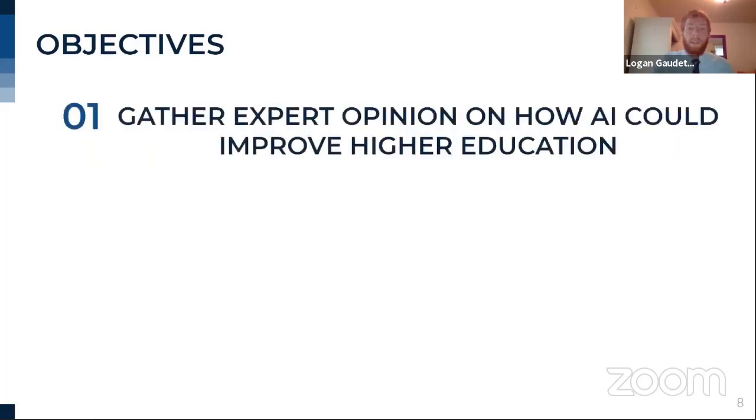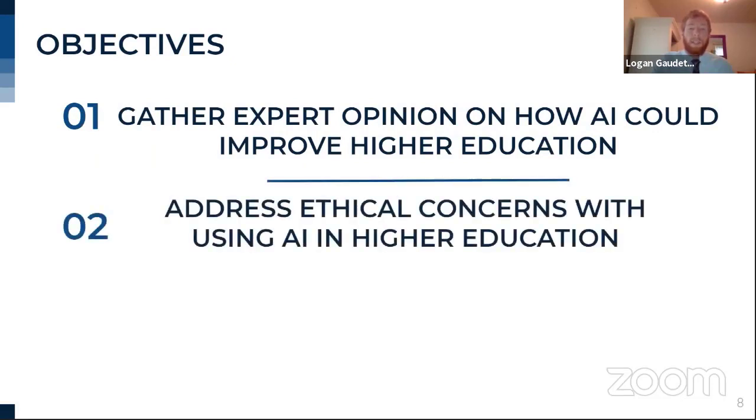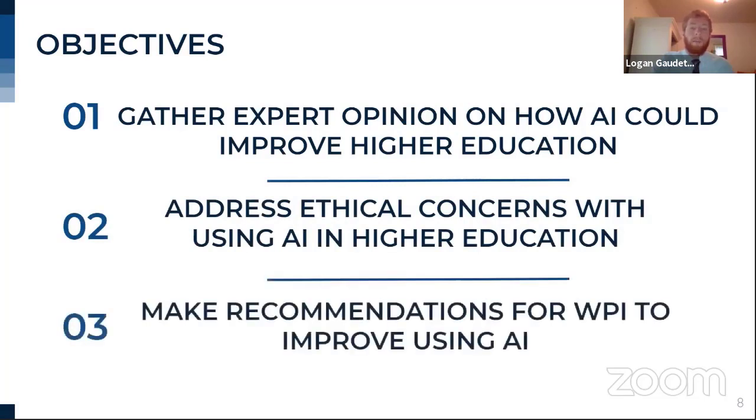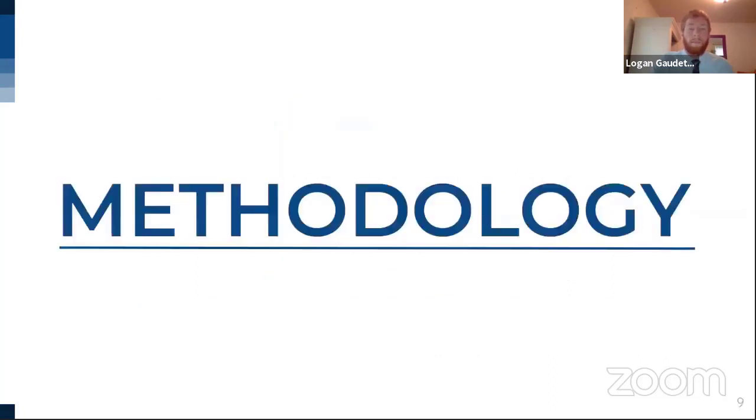Our first objective is to gather expert opinion on how AI can improve higher education. Our second objective is to address ethical concerns with using AI in higher education. Our final objective is to make recommendations for WPI to improve using AI. Now we will move into our methodology.